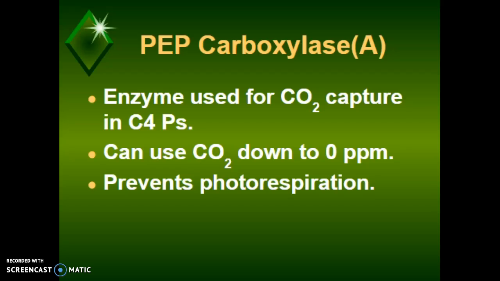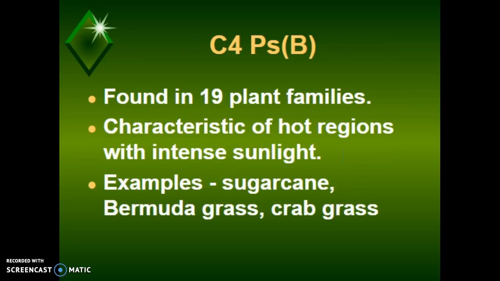We can use carbon dioxide all the way down to 0 parts per million. So even in an oxygen-rich environment, PEP Carboxylase is going to grab CO2 and not oxygen. So that's going to prevent photorespiration. We've got 19 different plant families that can do that. Sugarcane, Bermuda grass, and crabgrass are examples of those.